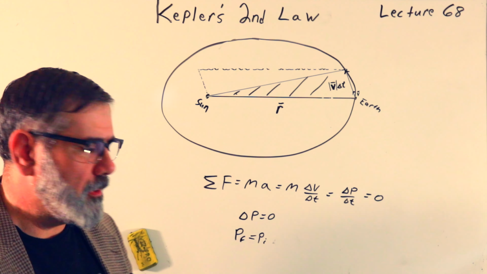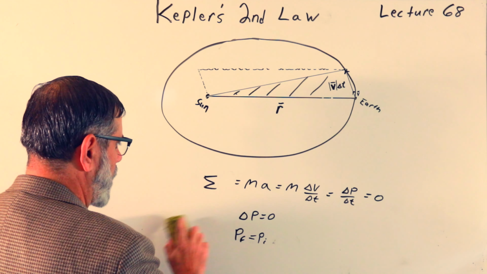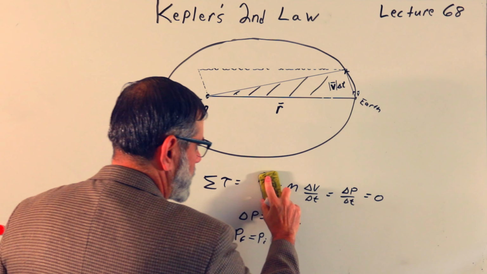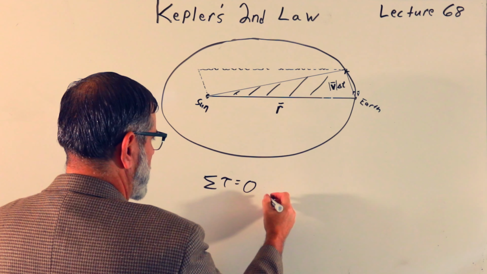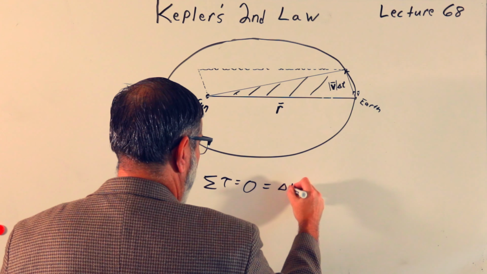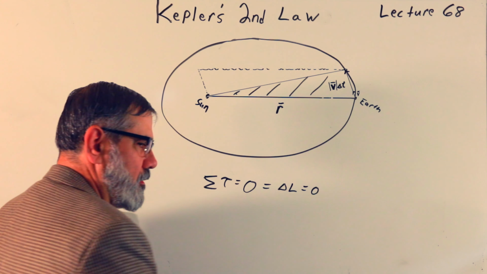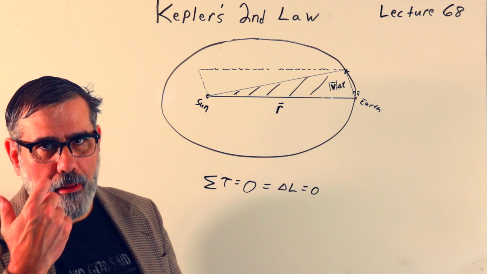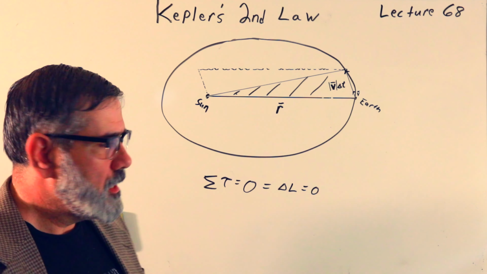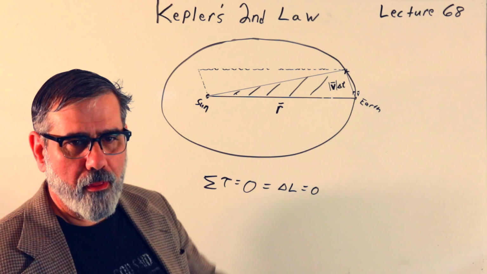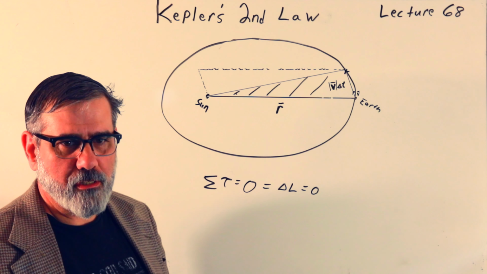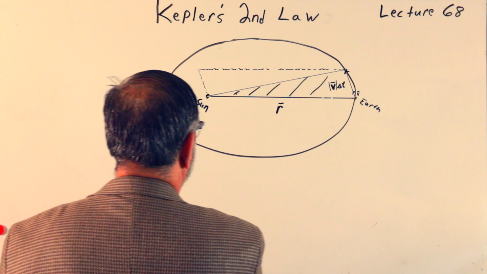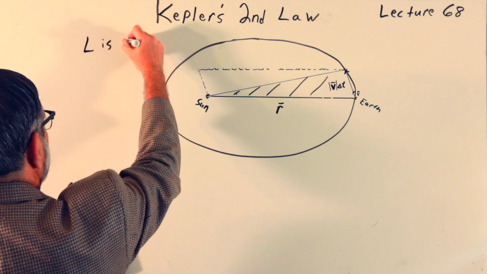That's for linear momentum. Similarly, if we change forces to torques, you'll recall, if the sum of the torques is equal to 0, then that means that delta L, the change in angular momentum, is equal to 0, which means that the angular momentum is a constant. Angular momentum after is equal to angular momentum before, if the sum of the torques is equal to 0. So in this system, which includes the Sun and the Earth, I'm assuming there are no external forces and no external torques. If that's the case, then we're going in with the assumption that the angular momentum, L, is constant.